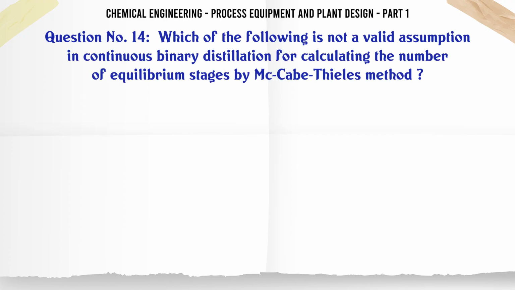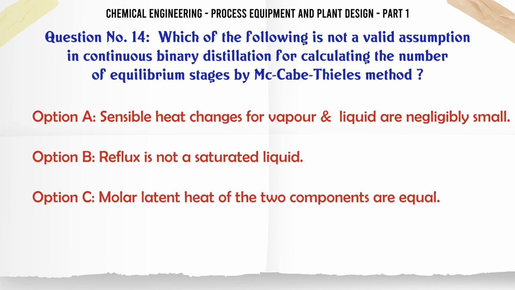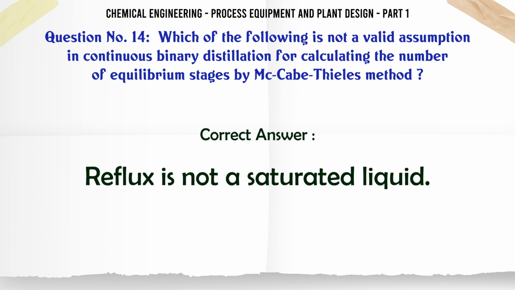Which of the following is not a valid assumption in continuous binary distillation for calculating the number of equilibrium stages by McCabe-Thiele method? A. Sensible heat changes for vapour and liquid are negligibly small. B. Reflux is not a saturated liquid. C. Molar latent heat of the two components are equal. D. Heat of mixing of normal liquid is assumed to be zero. The correct answer is reflux is not a saturated liquid.